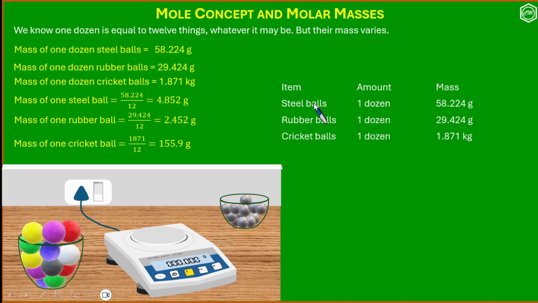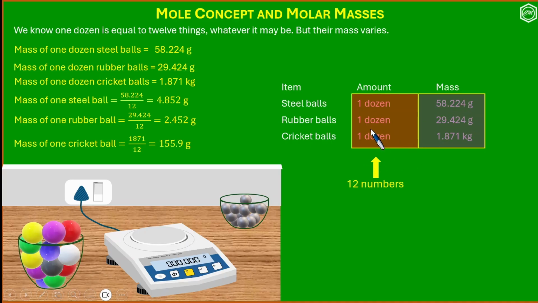Item, amount, mass: steel balls, rubber balls, cricket balls. 1 dozen, their masses. 1 dozen means 12 in numbers. All are 12 in numbers, but their masses vary.